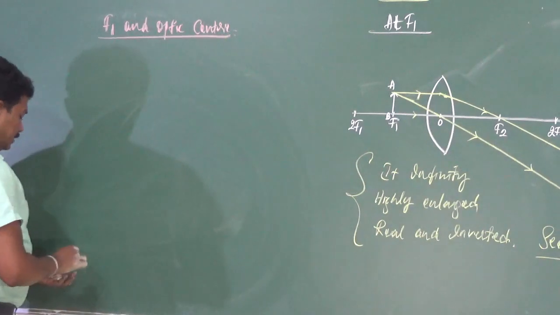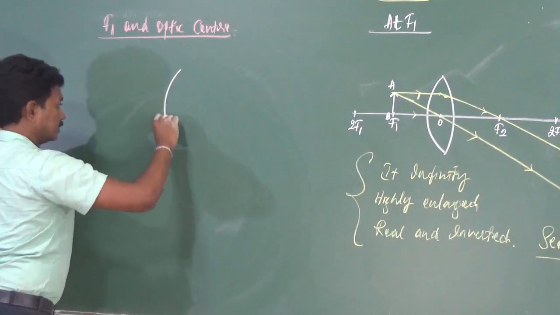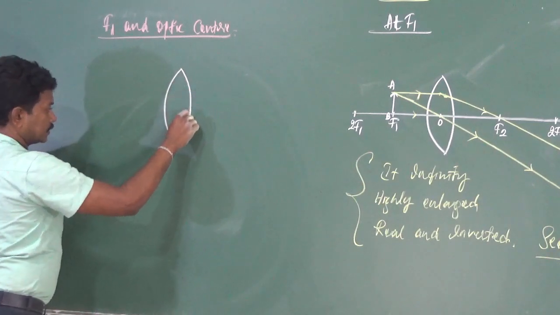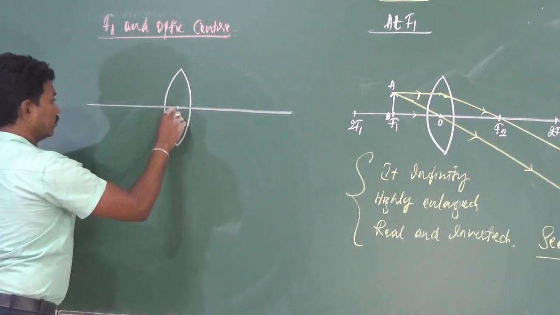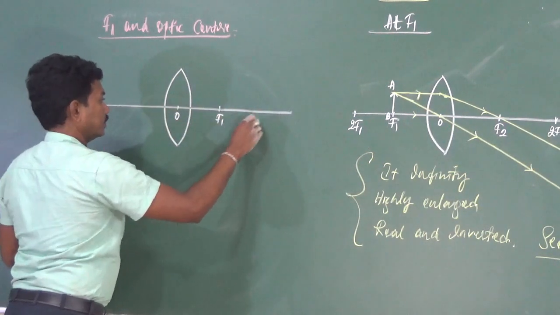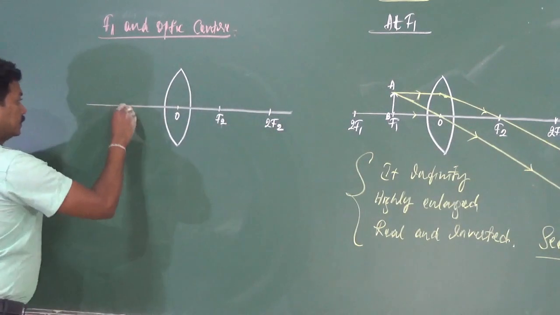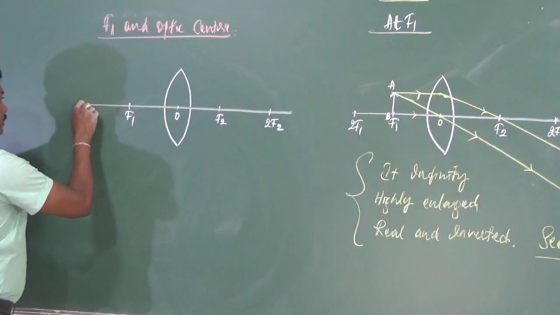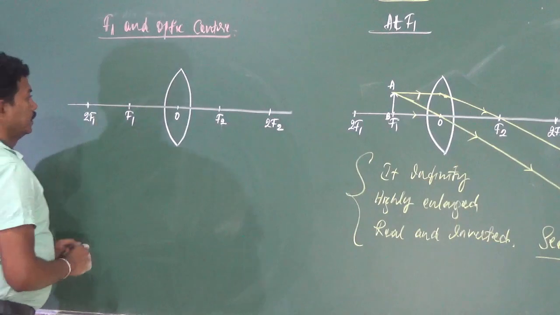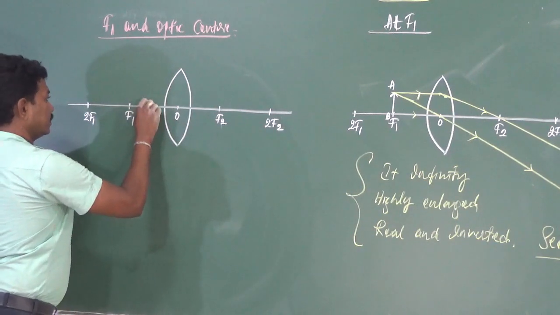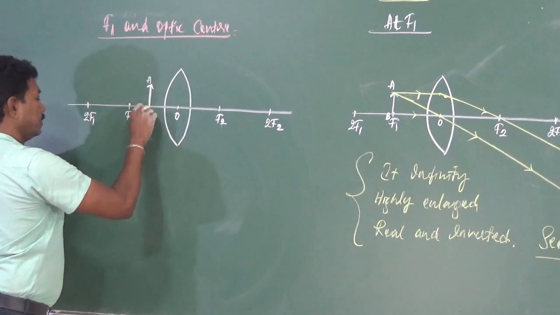Right, so very important. Let us draw the lens. So this is the convex lens. Here this becomes the principal axis. This is the optic center. This is F2, and this is 2F2. This is F1. At the same distance, it is 2F1. Okay. Now let us keep the object in between F1 and the optic center. So this is A and B.